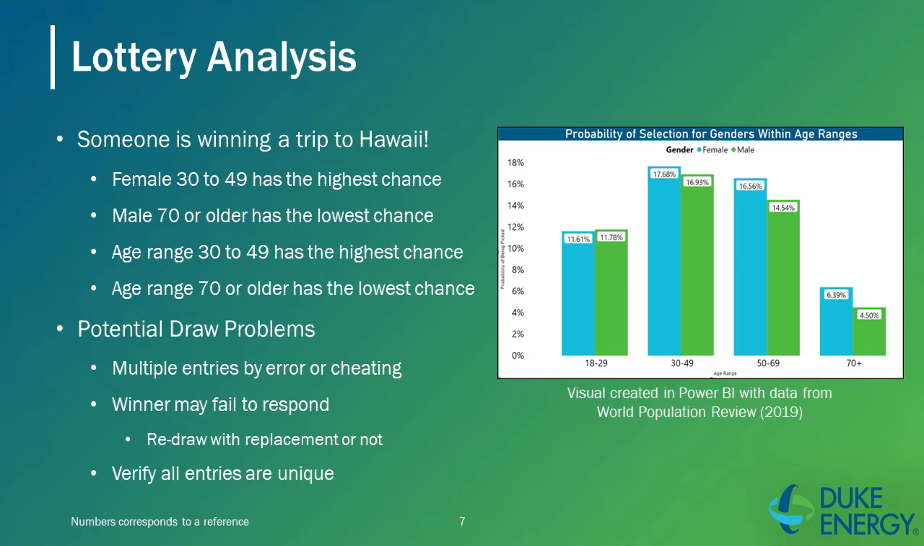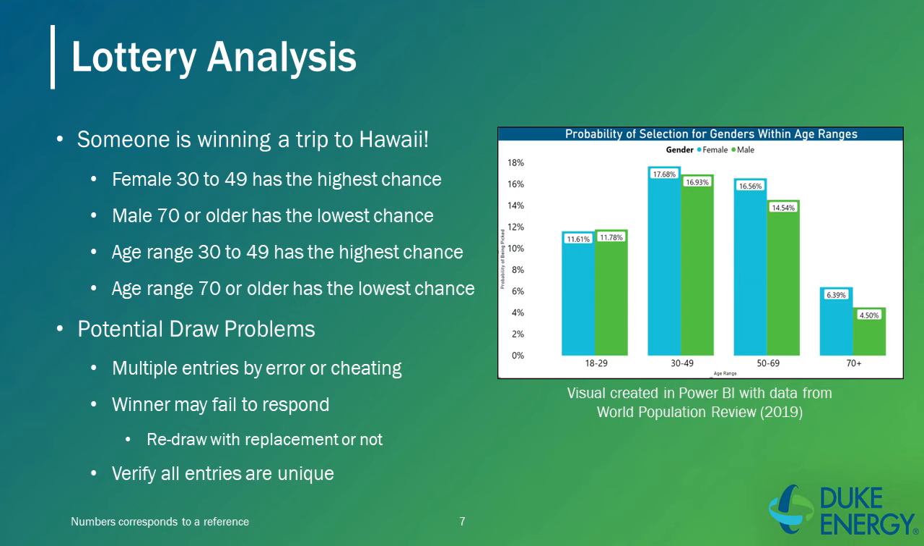Overall, someone in the 30 to 49 age range has the highest chance of being drawn at 34.62%, followed closely by the 50 to 69 range at 31.11%. There is quite a drop in the 18 to 29 range, and the 70 and older being as low as 10.89%. That means someone in the 30 to 49 range is 3.17 times more likely to get selected for the trip. The award for the trip to Hawaii can have a few factors that may affect the draw.